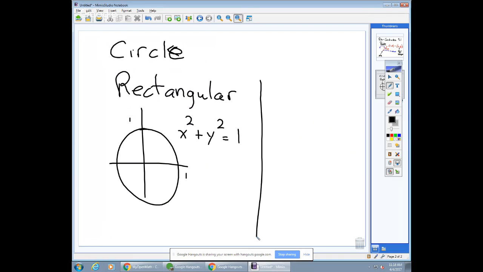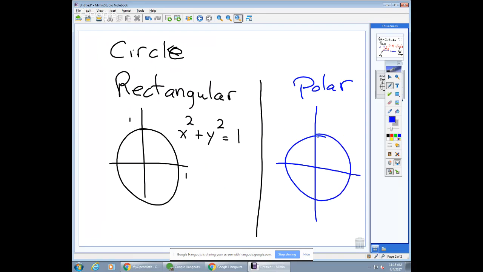In polar coordinates, if we want to generate the unit circle, well, let's see. This point here, this point here, this point here, that point there, how are they related to the pole, the center? Well, aren't they all 1 unit away? So the equation in polar coordinates is simply r equals 1. That's it. So in rectangular coordinates, the unit circle is quite complex. In polar coordinates, it's super simple.